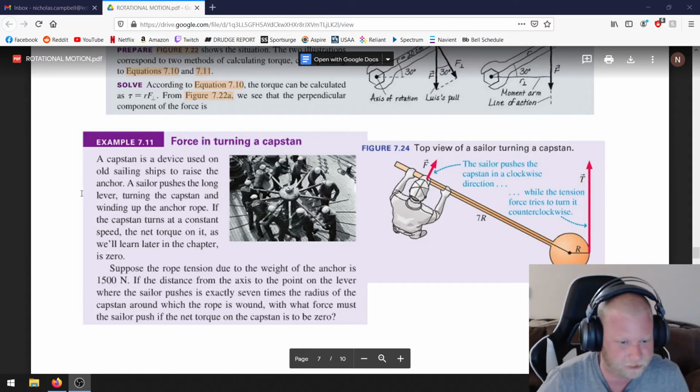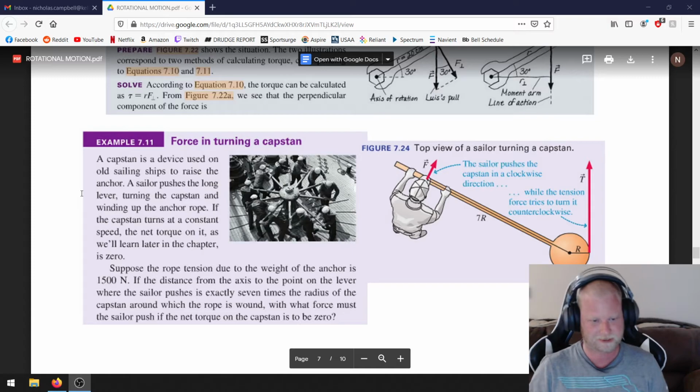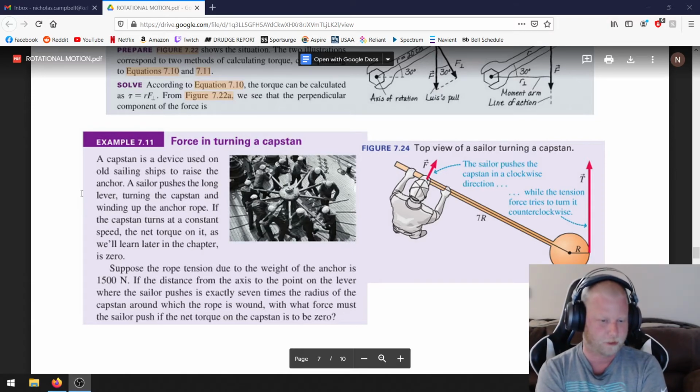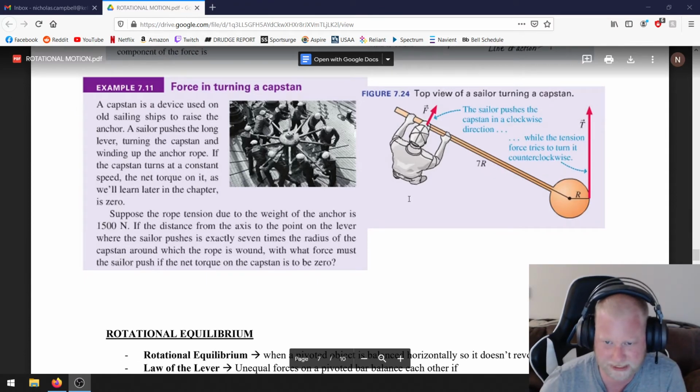So suppose the rope tension due to the weight of the anchor is 1500 newtons. If the distance from the axis to the point of the lever where the sailors push is exactly 7 times the radius of the capstan, with what force must the sailor push if the net torque on the capstan is to be 0? They've given us a nice little free body diagram here. This tension, T, is the weight of the anchor pulling down on the capstan, and F here is the sailor pushing it.